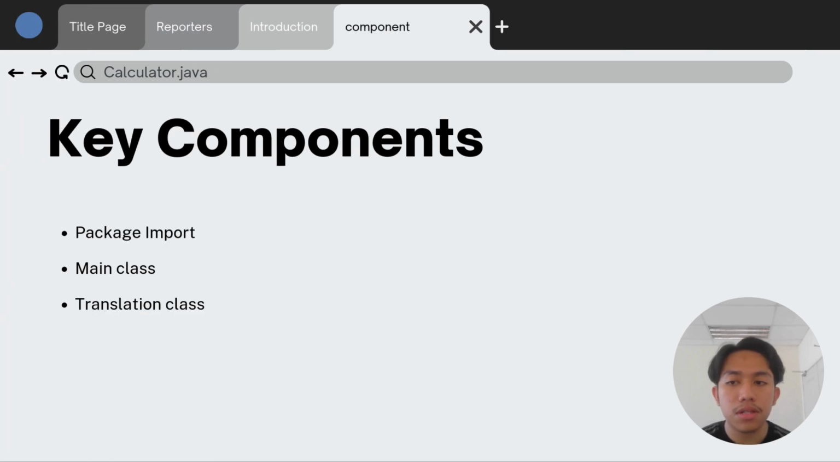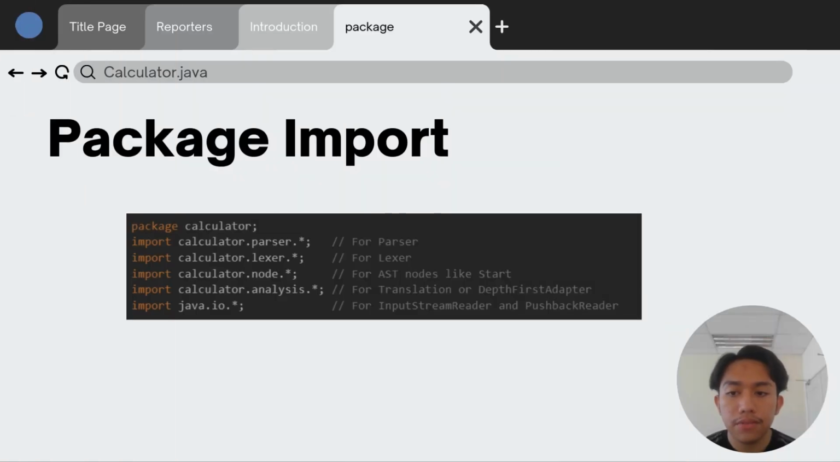The program uses key components like a lexer for breaking down input into tokens, a parser to generate an abstract syntax tree, and a translation class to evaluate the expression. It accepts user input, processes it, and outputs the result. For example, if you enter 3 plus 5 times 2, it correctly applies operator precedence to give 13.